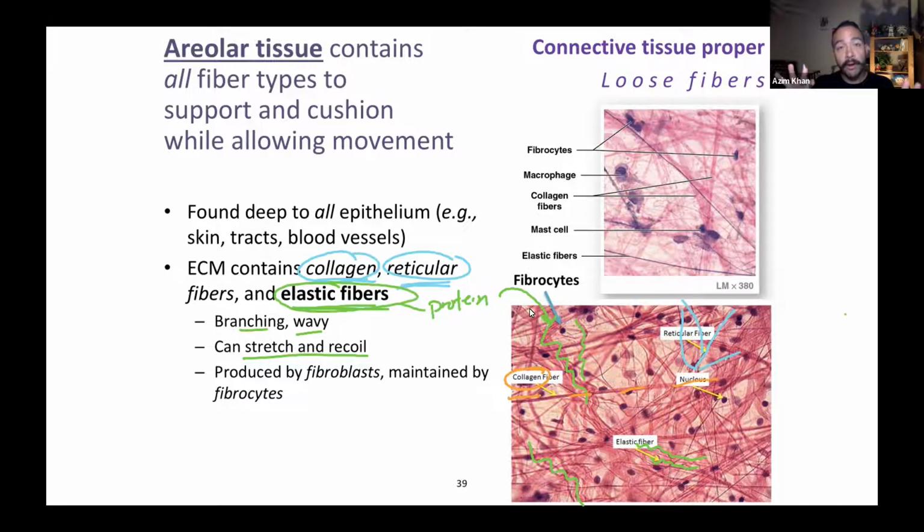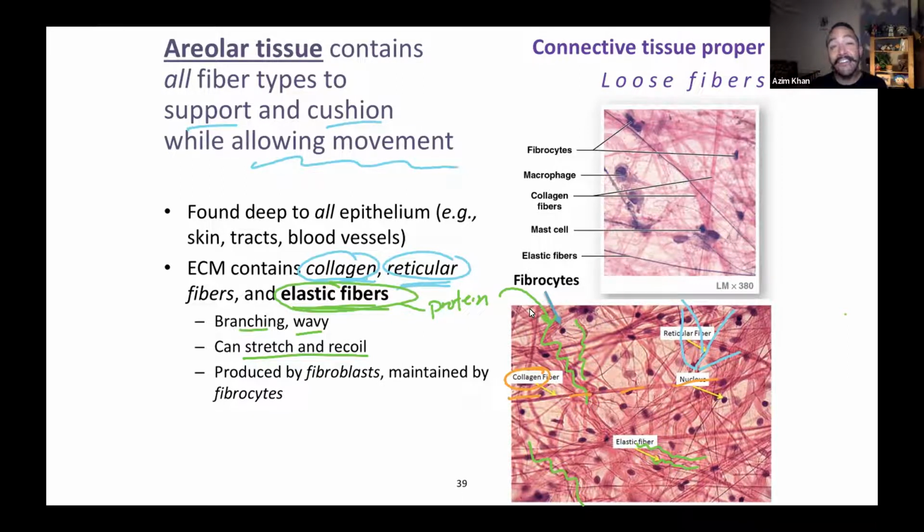The fibers are spread apart, so this is loose. The purpose is that by having all three fibers, it does a little bit of everything. It's a little bit of flexibility, a little bit of rigidity, a little bit of framework. And since everything's spaced out, it's like your jack of all trades type of cushion. It's cushioned yet firm. It's somewhere in between. It's great for supporting, it's great for cushioning, while allowing some movement.